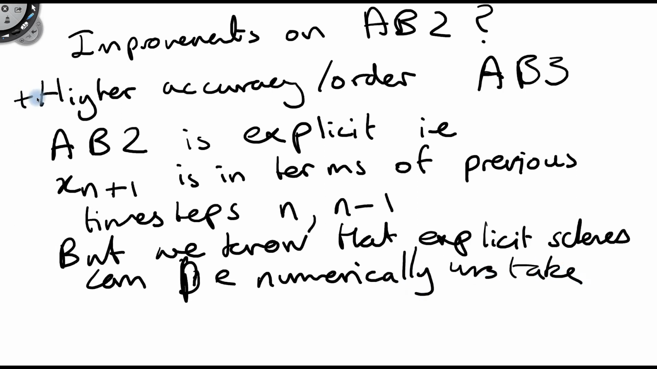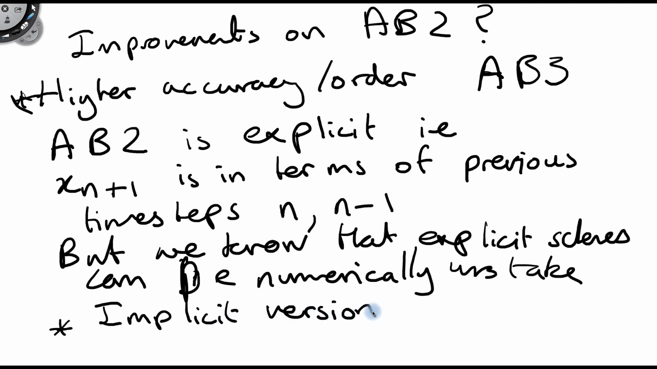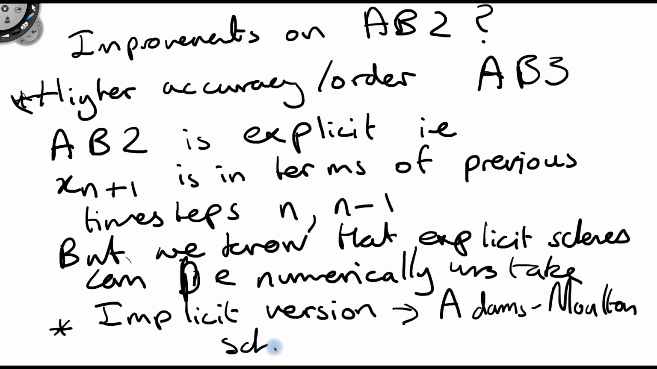So we've got the higher accuracy of order, but then we've got an implicit version of AB3. And that gives what's called Adams-Moulton. Okay, so that's what we're going to look at as well, maybe in the next video.